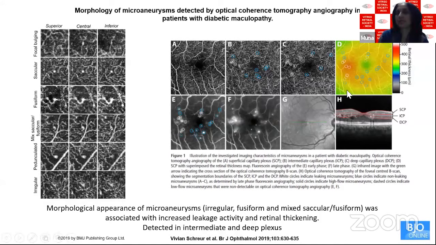Sometimes you can overlay the OCT image with your B-scan, and you see that areas which are red, indicating retinal thickening, show microaneurysms that leak. So this is a way you can identify leaking microaneurysms by overlaying the OCT image. And this also showed various patterns of microaneurysms on the OCTA and found that saccular or fusiform aneurysms were more likely to leak.